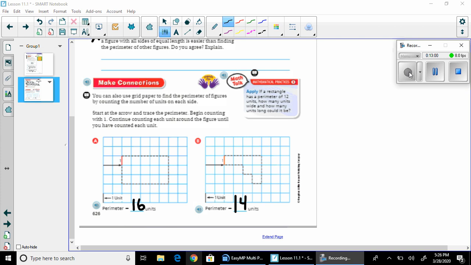And after you finish your assignment, you can check out Khan Academy. I assigned different problems on there that are practice for perimeter, and there are also videos to help you as well. Okay? All right, so that is 11.1.